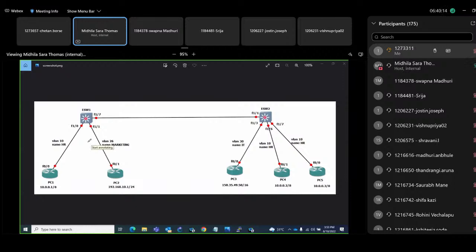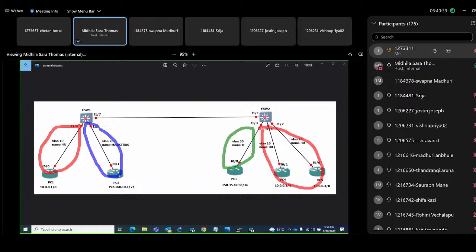Not this example. Let me tell you, there is a possibility. I have told you, if this, I can isolate it into one domain, these three. Wait, I'll show it. This red one for HR, I can broadcast it like that. Then this blue one for marketing and the green one for IT.